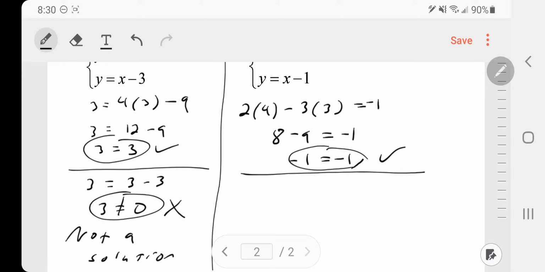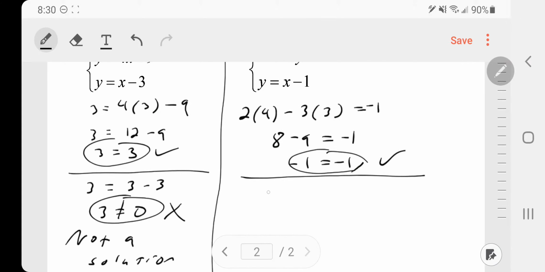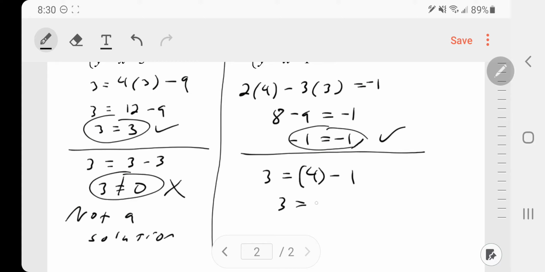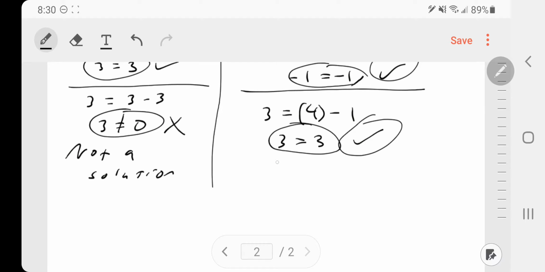Okay, so we have y equals x minus 1. Again, our point is 4 and 3, so it's going to be 3 equals 4 minus 1, which is 3. And that one also checks out. So if you notice on this one, both of our equations check out as solutions. So this one is a solution to the system.